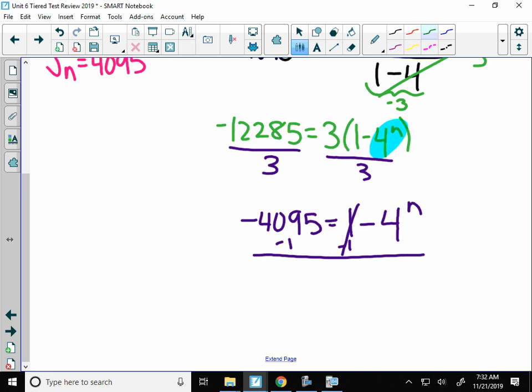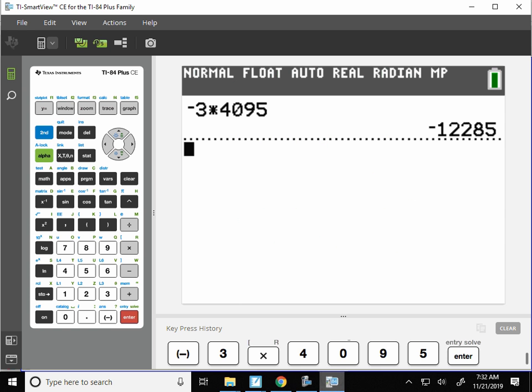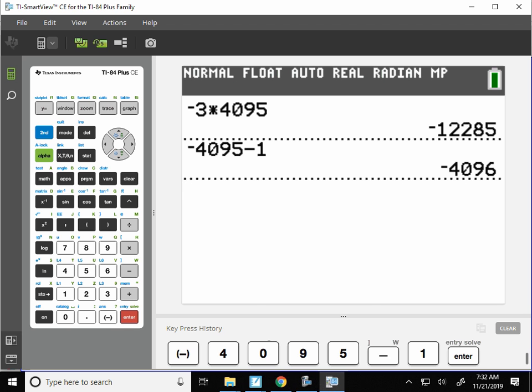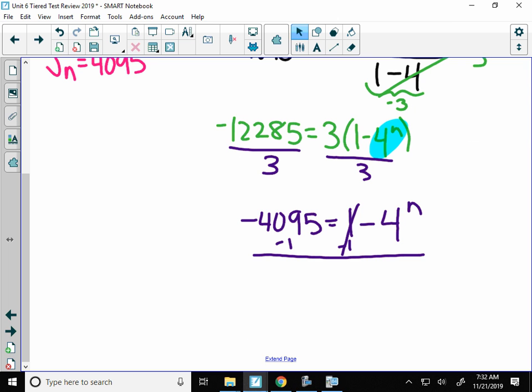I've seen a lot of mistakes on this step here. Subtract negative 4095 minus 1. It's going to be negative 4096. Make sure you're careful there. Equals negative 4 to the n.